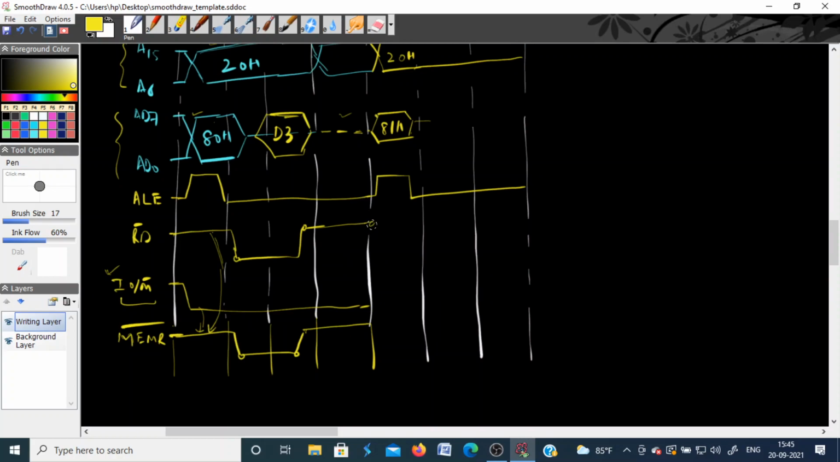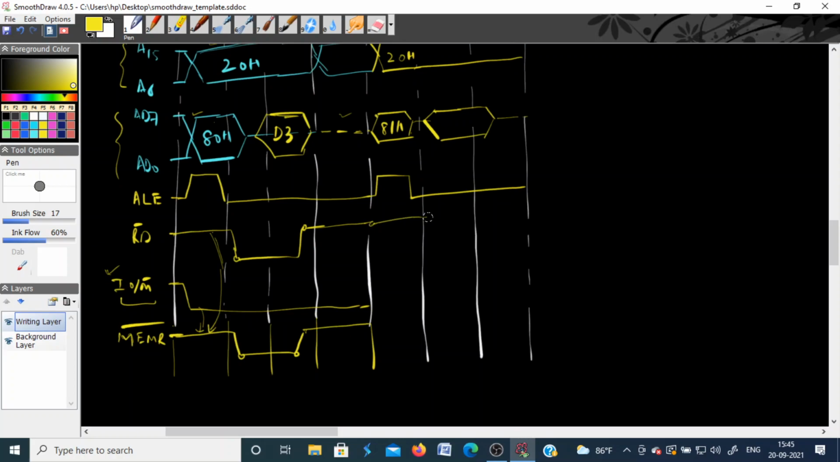Since it is a memory read signal, during the first clock period T1, the lower 8-bit address is latched. Now your data bus is free to carry the data for the next clock pulse. So when ALE goes from 0 to 1, the address is latched.